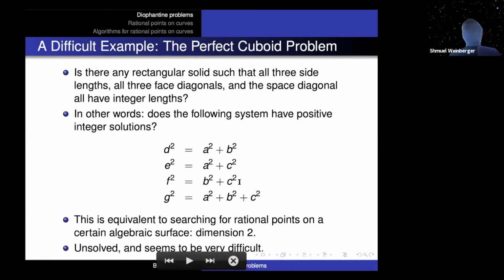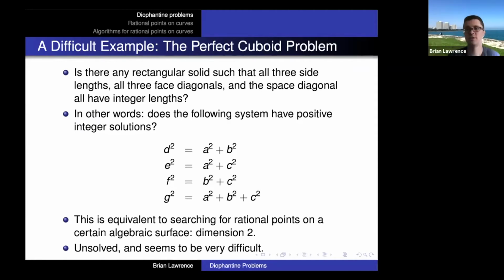Brian, is the hard part here the difference between knowing whether there are finitely many solutions as opposed to none? No. Okay. The hard part is that I don't think you can even prove that there are finitely many solutions.